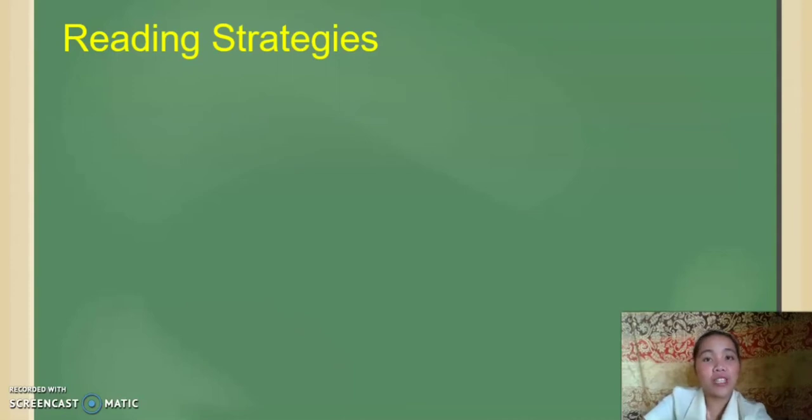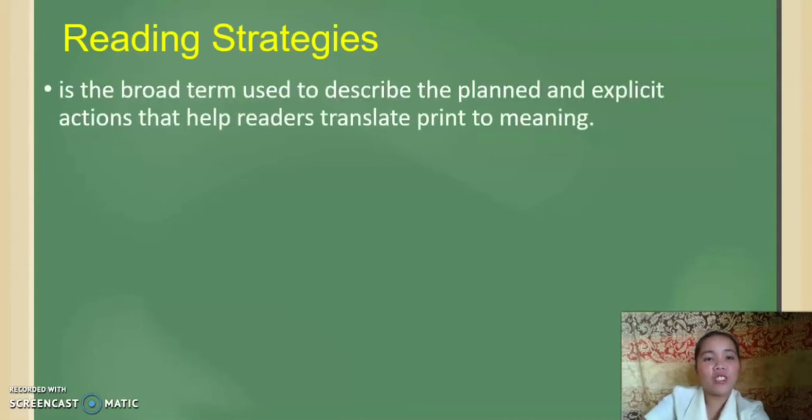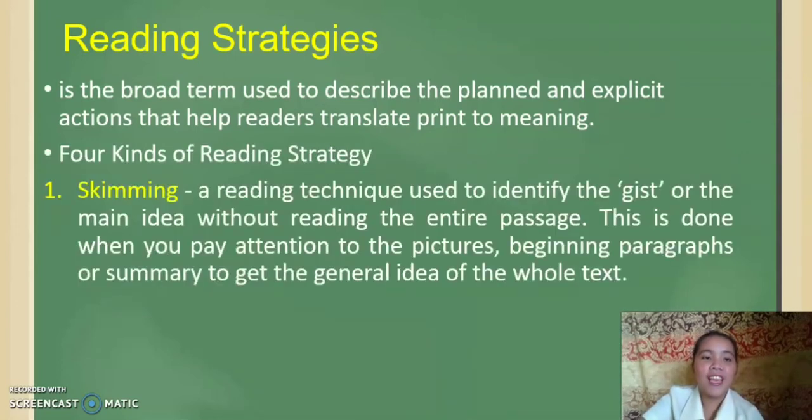So what are reading strategies? It is a broad term used to describe the planned and explicit actions that help readers translate print to meaning. So this is the way you read or how you will be able to understand the print text so that you will get the meaning. So there are 4 kinds of reading strategies.